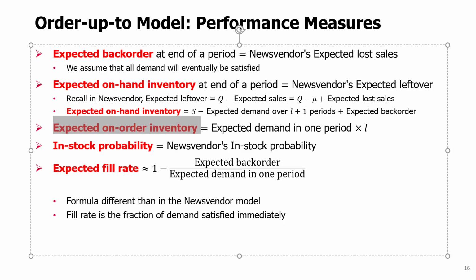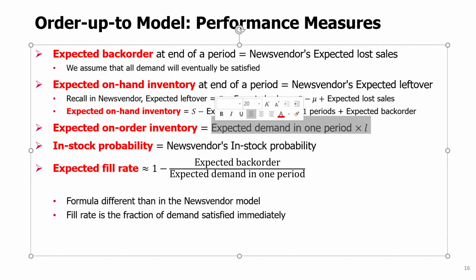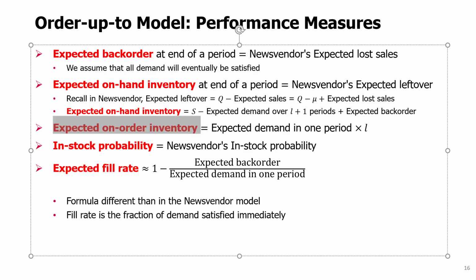Now, if you recall, the order up to model is a kind of pull system that orders in every period a quantity equal to the demand of the preceding period. Then if you have multiple orders on order at the same time, L orders, the total quantity will be L times the expected demand in one period, right? So the expected demand in L periods will be the expected quantity that will be on order.